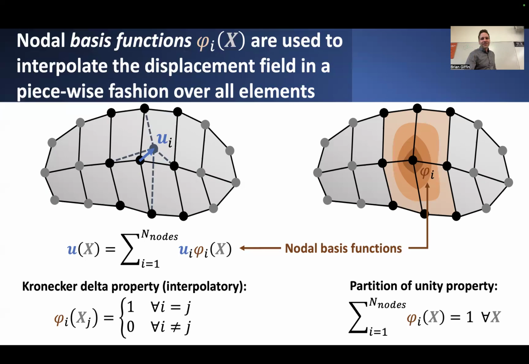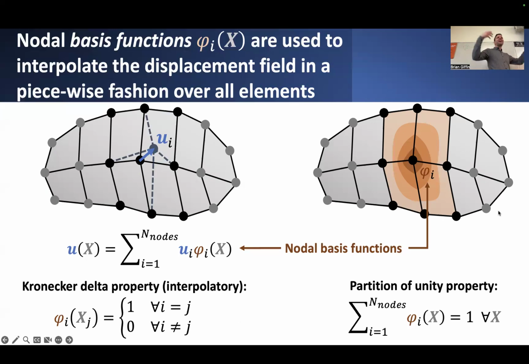And at all other nodes, these basis functions need to be equal to 0. So that's the Kronecker delta property, which is an essential requirement for these basis functions being interpolatory. And the other one is this partition of unity property. If I sum all the different nodal basis functions together, then at any point in the domain, they always sum to 1. Kind of an interesting property. There's some nice things with that.